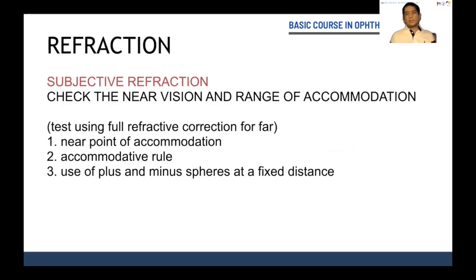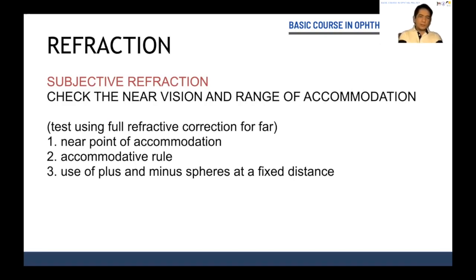All right, so now we have to check for the near vision, right? And if patient is at presbyopic age, you have to get the bifocal correction. So with full refractive correction for far, meaning to say your subjective refraction or your net retinoscopy finding or your JCC findings, should be placed in front of the patient's eye and then check for the near vision.